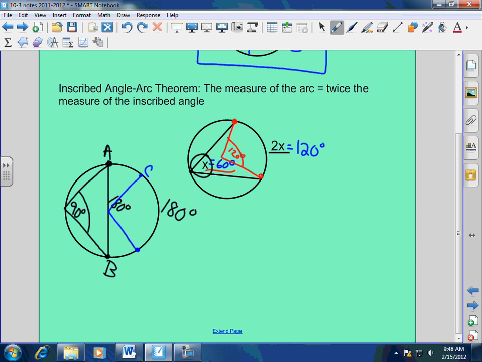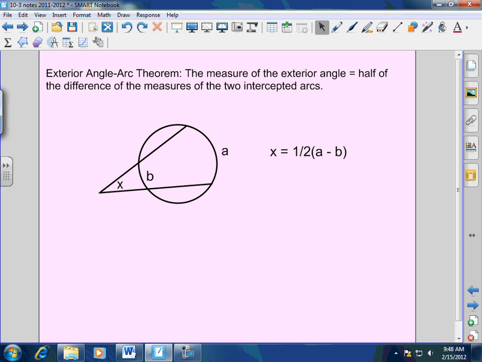Let's say I had C and D here, and I said that this was 60. What would arc CD be? Exactly. Does that make sense? And then, well, we'll get into arc AC and BD in a little bit. There's a theorem for that. Okay? All right.